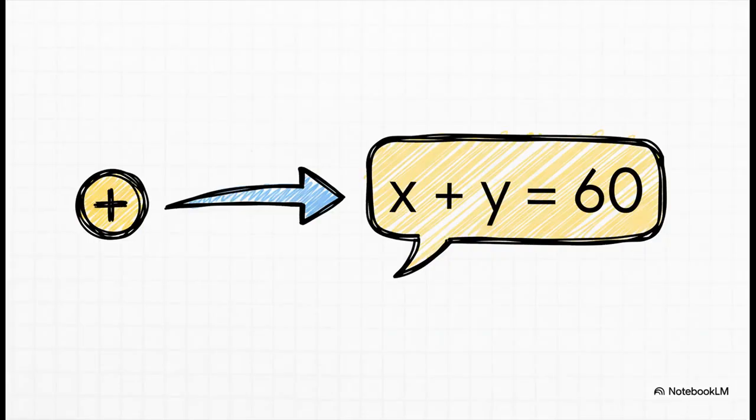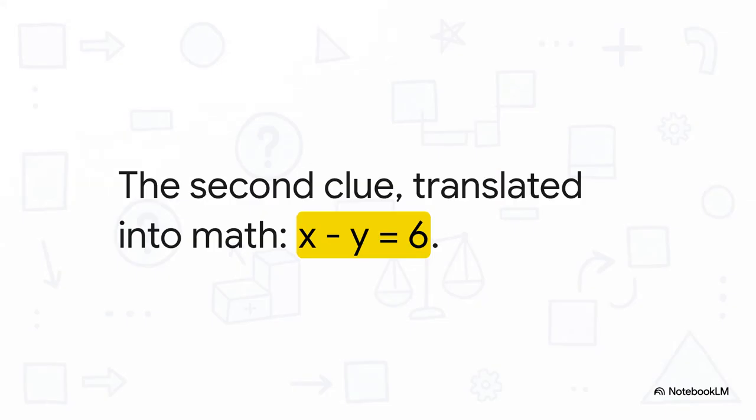So let's turn that first clue into some simple math, right? We just write it out as x plus y equals 60. Boom, first clue officially in equation form. And we'll do the exact same thing for the second clue. That one becomes x minus y equals 6. Perfect. Look at that. We've got two nice, clean equations to work with. Now the real fun begins.